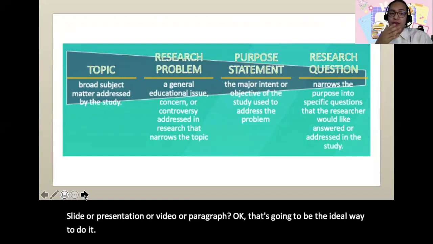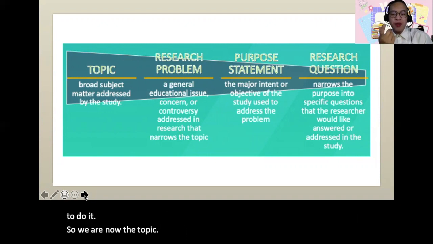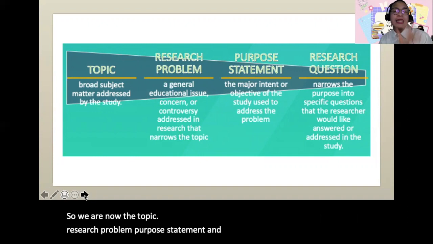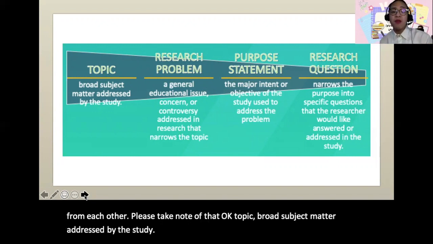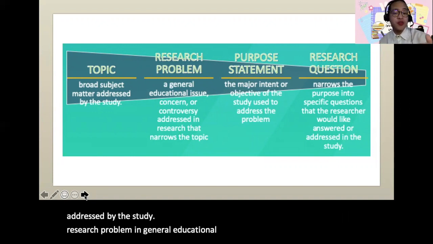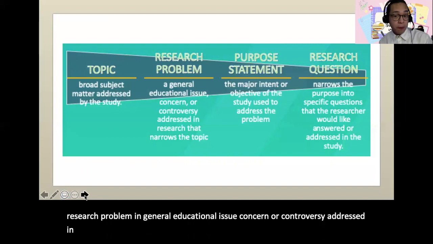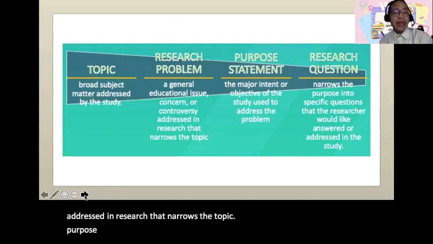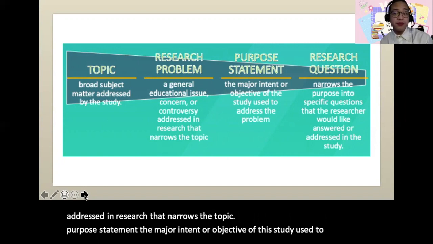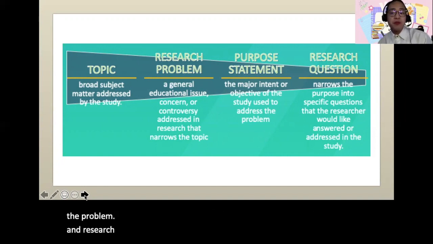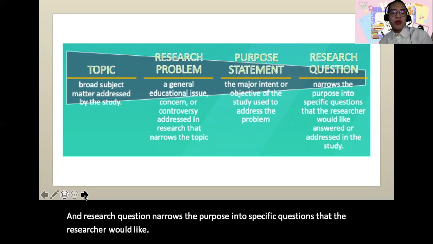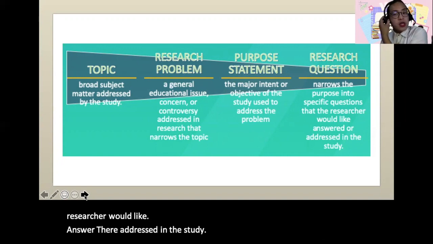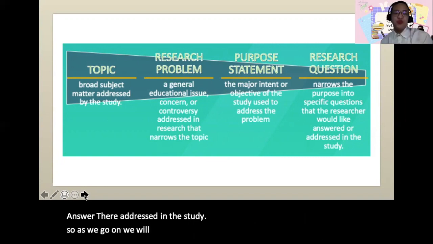So we have now the topic, research problem, purpose statement, and research question. They are different from each other. Please take note of that. Okay, topic, broad subject matter addressed by the study. Research problem, a general educational issue, concern, or controversy addressed in research that narrows the topic. Purpose statement, the major intent or objective of the study used to address the problem. And research question narrows the purpose into specific questions that the researcher would like answered or addressed in the study. So as we go on, we will be discussing them.